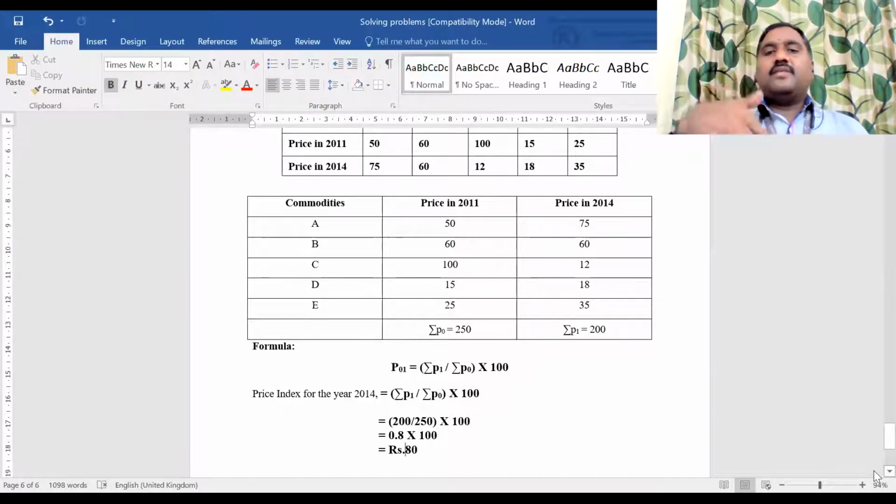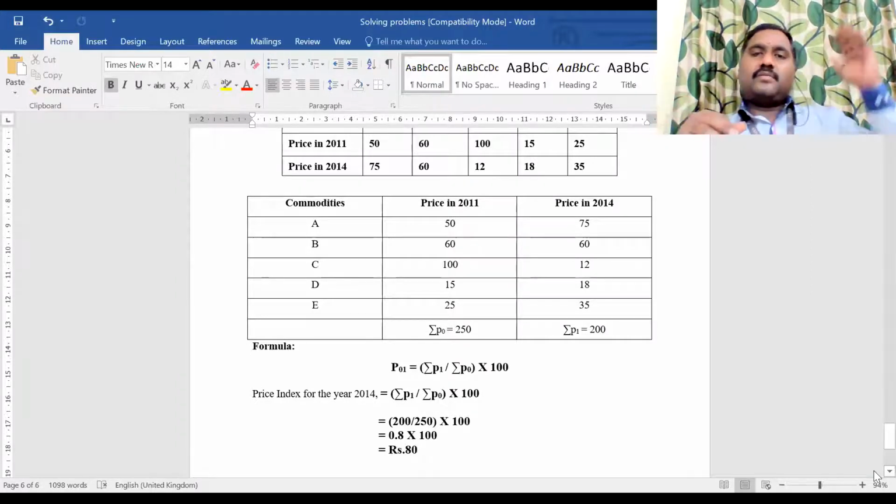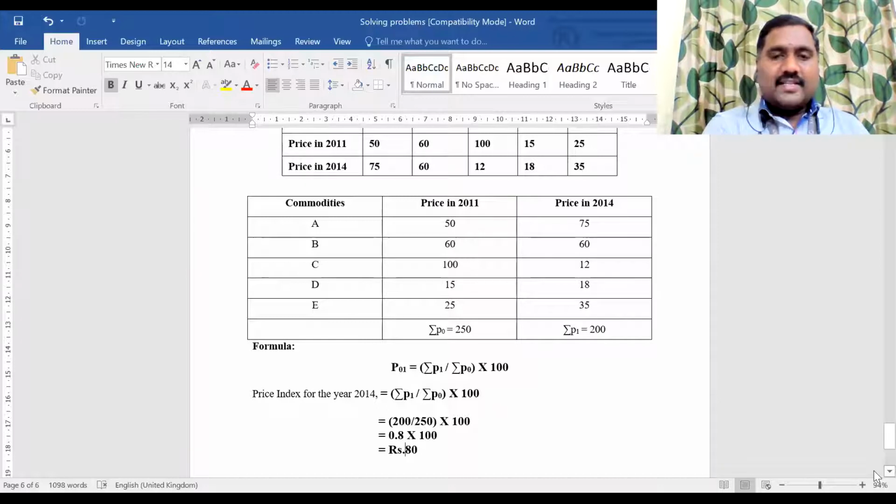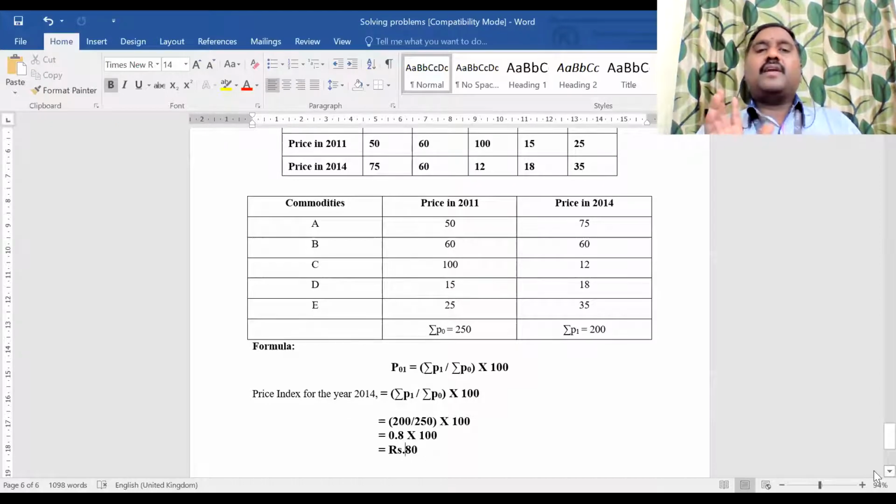So simple. Like that, in the previous problem we had 2 to 3 years. Now we have only 1 year with the base year. Some problems may ask you to calculate for 5 years also. They will give 3 to 5 years as a current period and ask you to compare with some base period. Like that, you can calculate the price index using the simple aggregate method and a simple method. Okay, clear? So the first method is over.